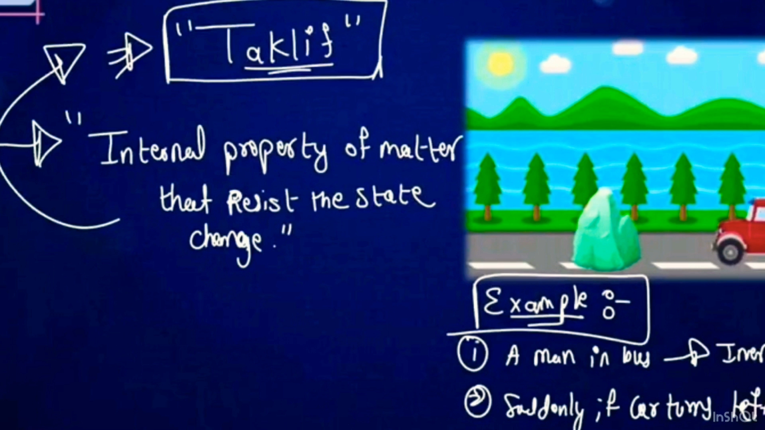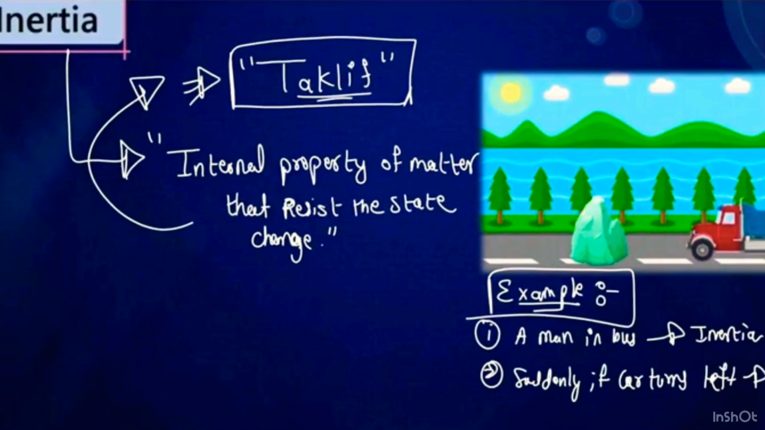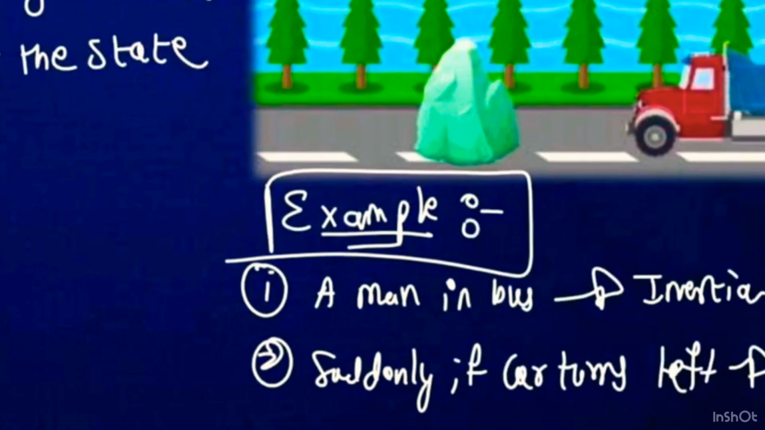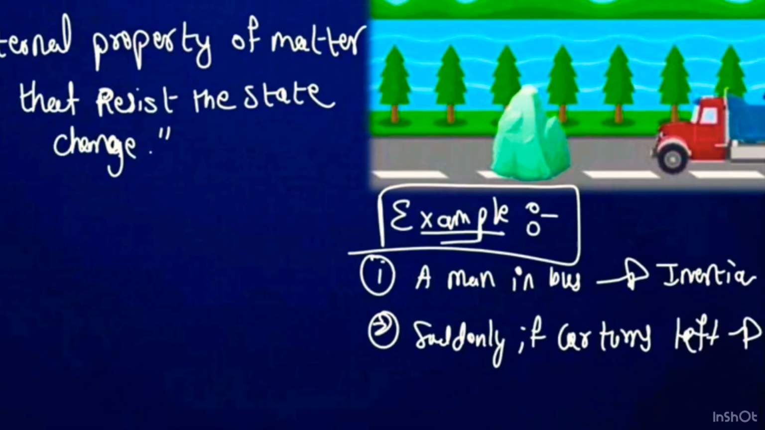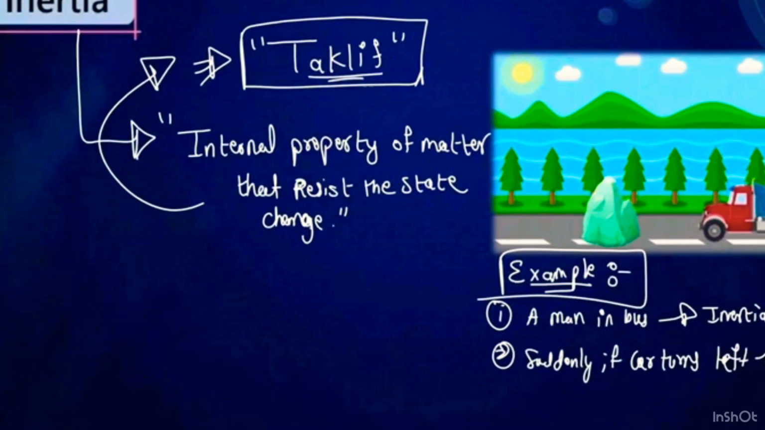The sleeping guy is not the concept; it is just an easy way to memorize the statement. The concept is here: a man in a bus falls forward when the bus suddenly stops. That's inertia. Don't write this example in the exam; I gave it just to remember the statement. Okay, so let's see what the definition is. Can you say that?